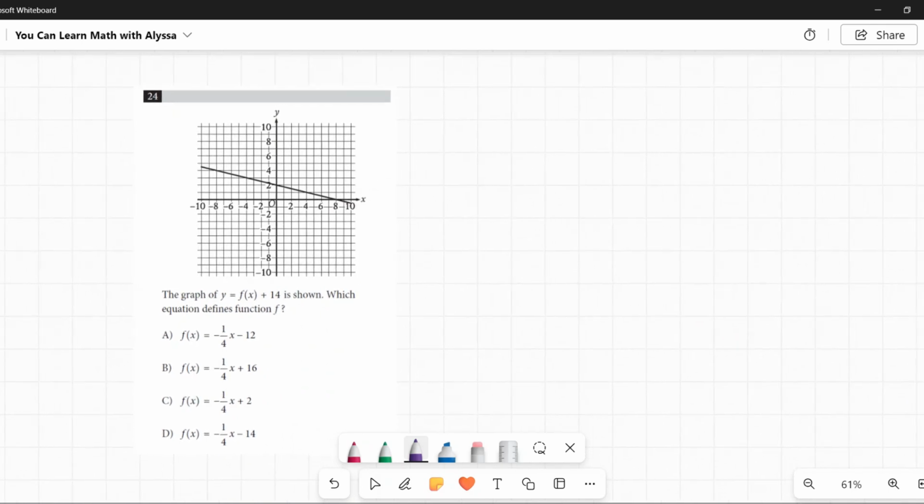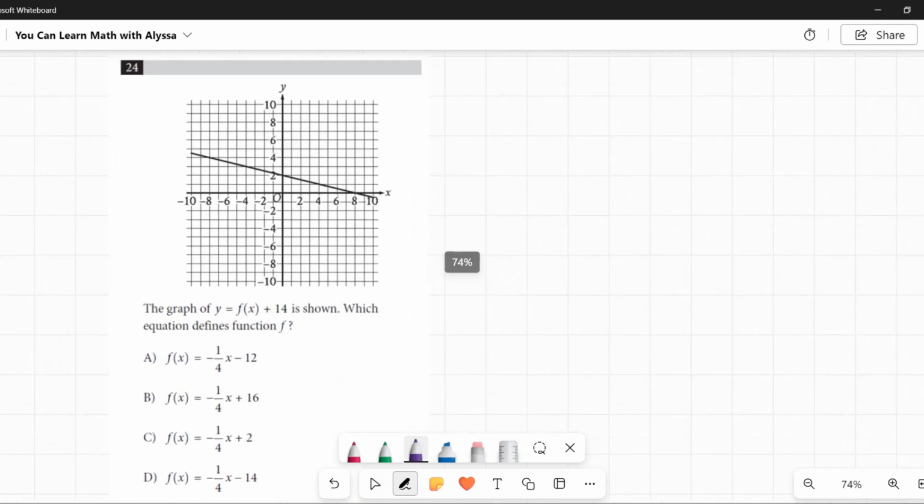Okay, number 24. The graph of y equals f of x plus 14 is shown. Which equation defines the function f? So this plus 14 means, because it's outside of the function, if you have a number that's being added on outside of the function, man, the SAT loves these kind of problems. They love numbers being added inside and outside.